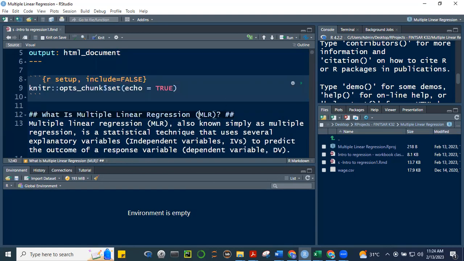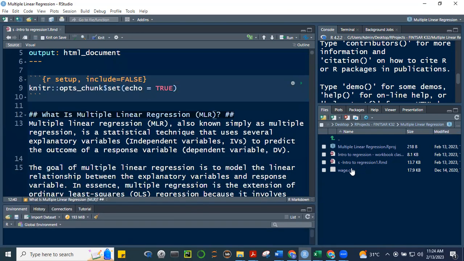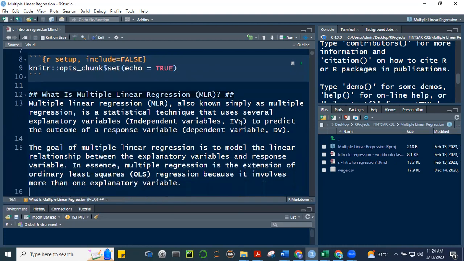So I shared with you this file. Kindly open it. It's in the Introduction to Regression workbook. It's a workbook because I did not put the codes. You'll have to write it as you follow along.